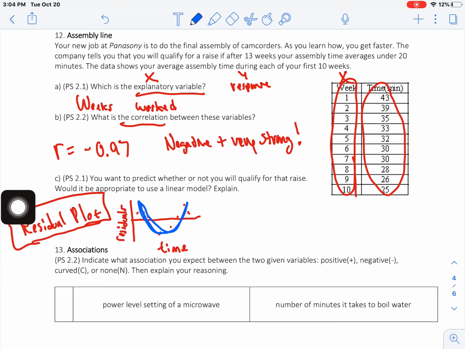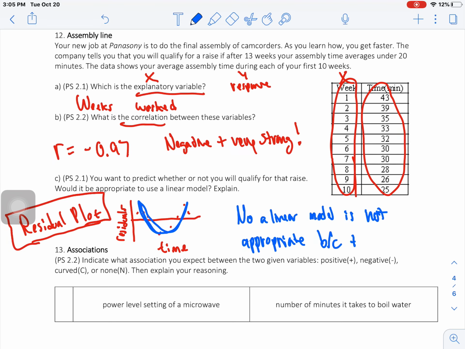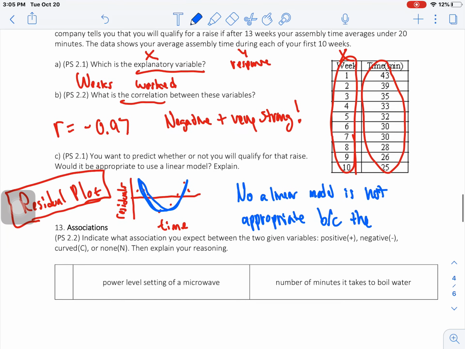So based on this, no, a linear model is not appropriate because the residual plot is curved, shows a curved pattern.